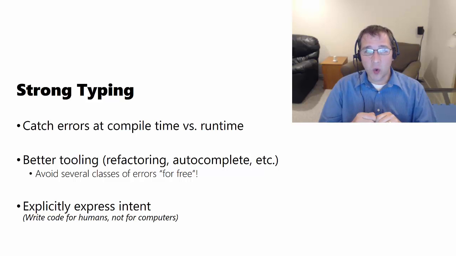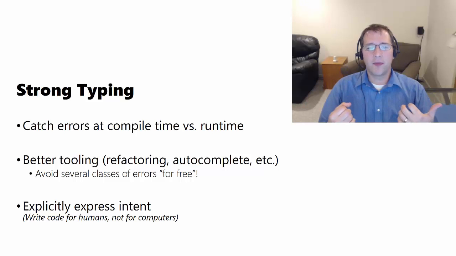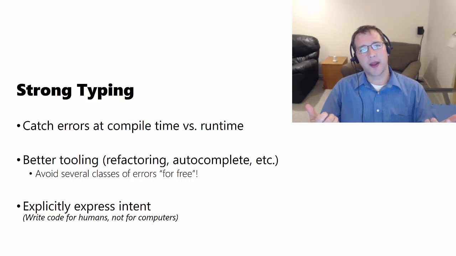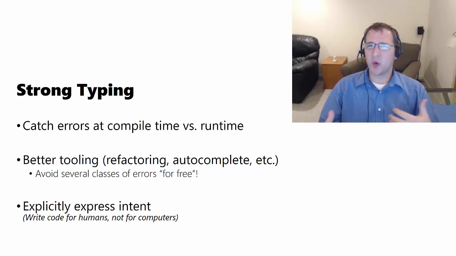You also get some better tooling. So you get refactoring, autocomplete, etc. And this helps you avoid several classes of errors for free. What do I mean by that? Things like spelling errors, right? And this all depends on the tooling that you have today. Some tooling is better than others.